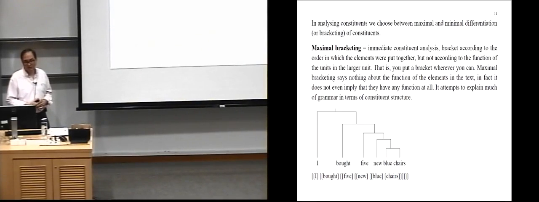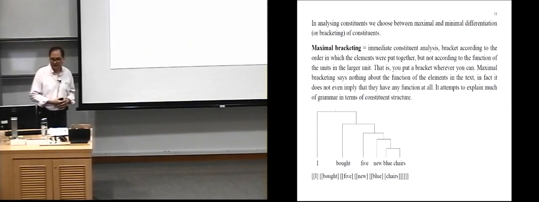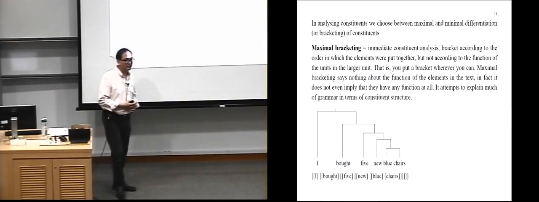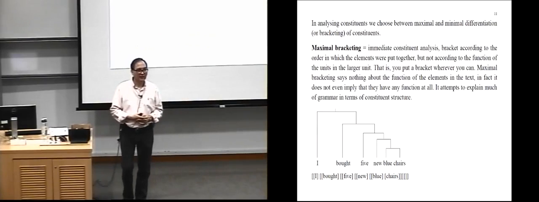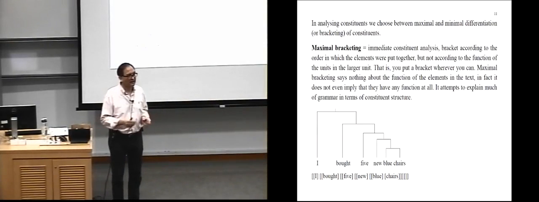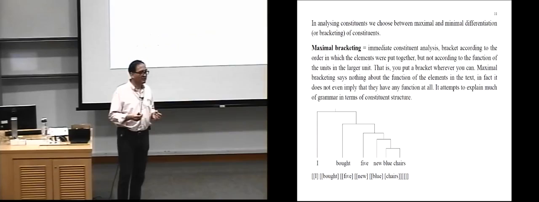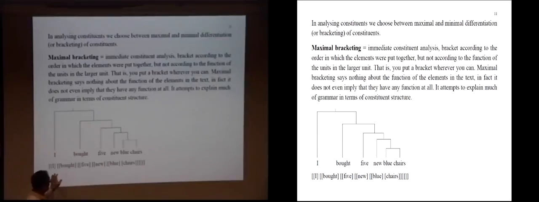But the first thing is, when you do your breaking down into constituencies, there are different ways that you can do it. You can do it in terms of maximal constituents. In other words, breaking down whatever it is you're looking at into the tiniest bits you can. Like in this one, I bought 5 new blue chairs. If we were to break this down into the minimal, what we call immediate constituent analysis, there's always just 2 branches for every node on the tree.